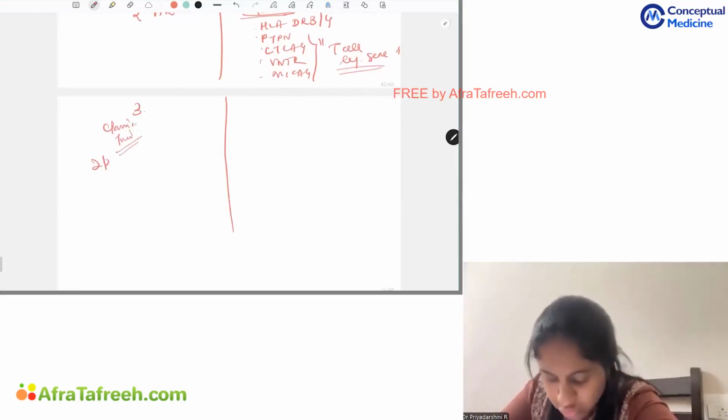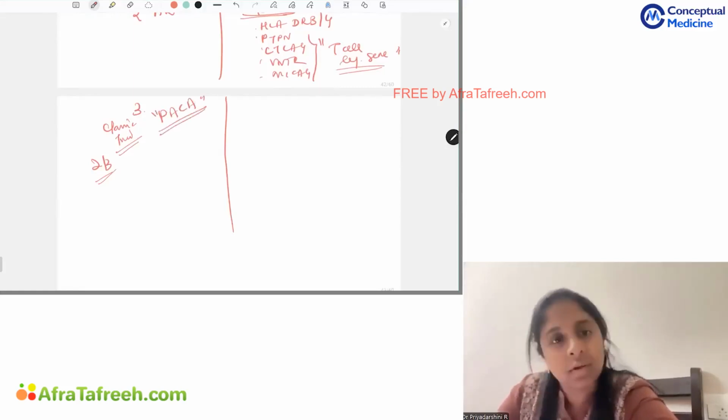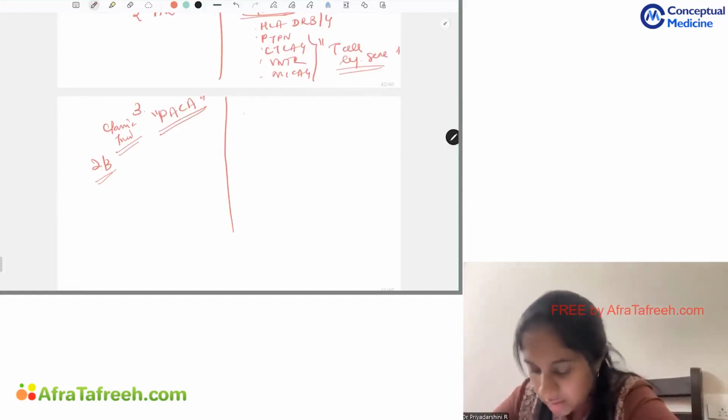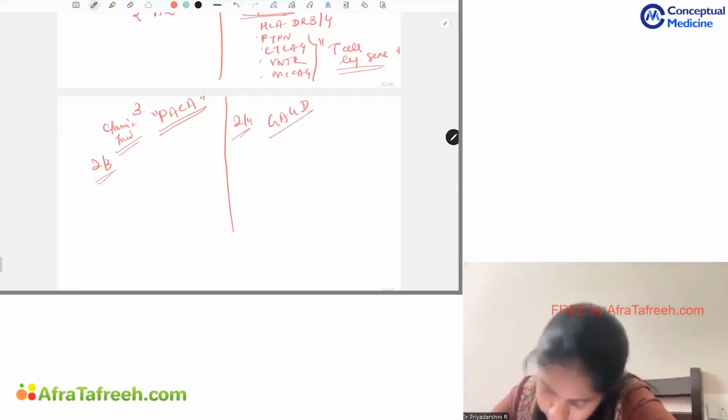At least 2 out of 3 should be positive. Just remember this mnemonic. So this is called PACA. Just remember this mnemonic. Okay. Here, for APS 2, at least 2 out of 4 should be positive. Remember the mnemonic GAGD.